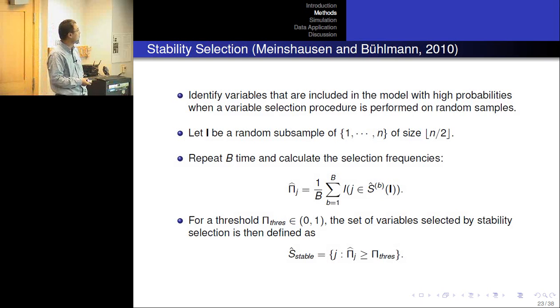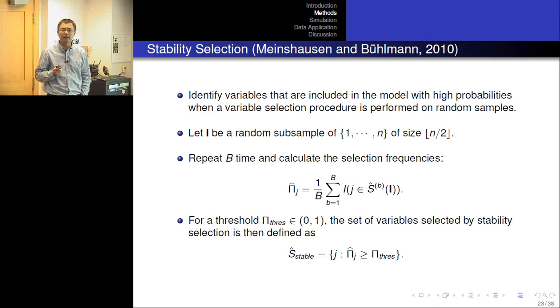And the idea of stability selection is that they randomly draw subsamples, and on each subsample, they repeat the variable selection procedure. The idea is to identify variables that are included in the model with high probability when a variable selection procedure is performed on a random sample.